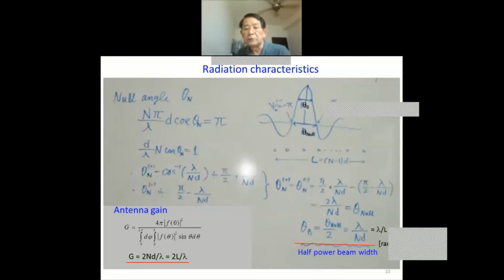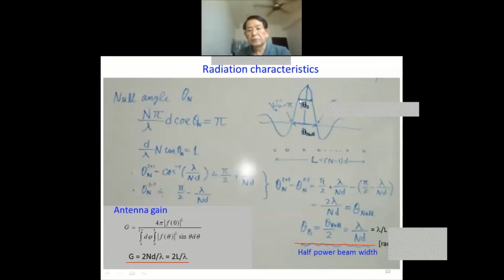The unit is radian. So by expressing total array length, we use lambda divided by total array length. So this is a very useful equation.